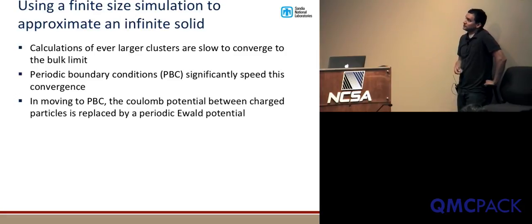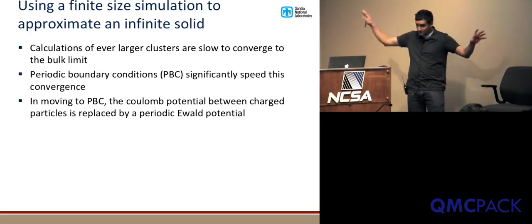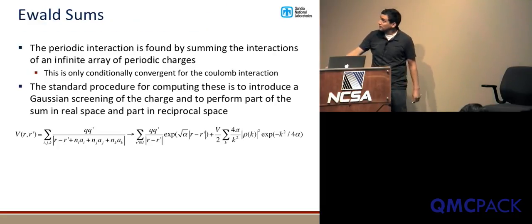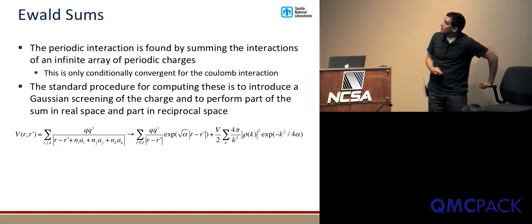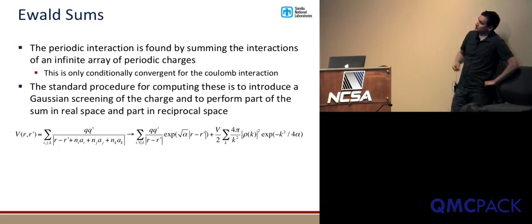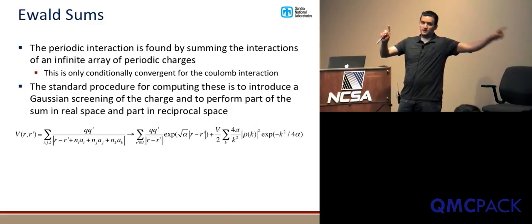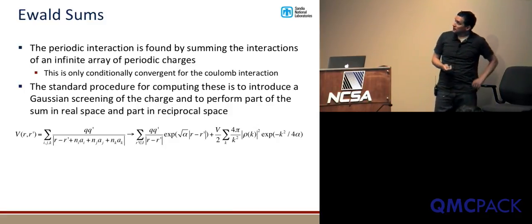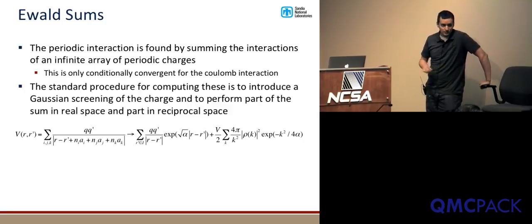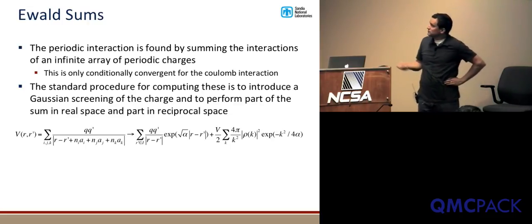Now, in moving to periodic boundary conditions, the Coulomb potential is now not just between two electrons that you're moving around, but also between all the periodic copies. You want to have the full solid included in the calculation. And the canonical way of doing this is with Ewald sums. So we do a periodic interaction that's found by summing the interaction between the particle that you're interested in and this infinite periodic array of charges. Now, with a 1 over r interaction, we know this is conditionally convergent. This is basic solid state. And the standard procedure that we use for doing this interaction is the Ewald sum.